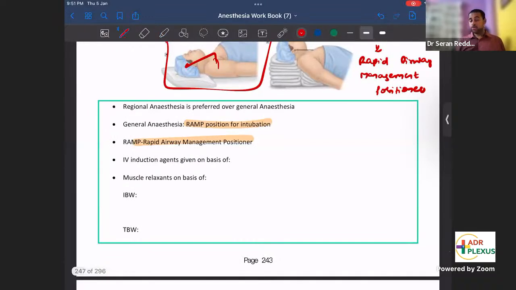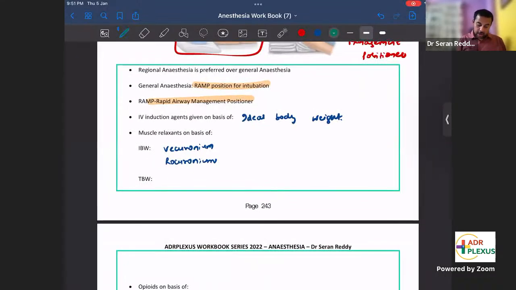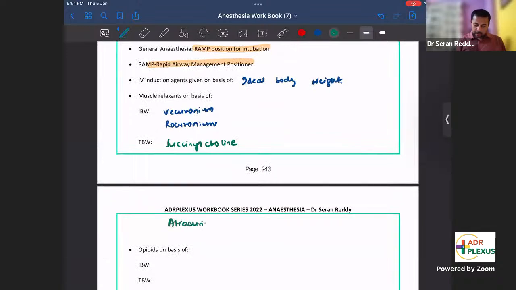And then the question may be asked, what are the drugs which are given based on the ideal body weight, and what are the drugs which are given based on the total body weight? Usually all IV induction agents are given on the basis of ideal body weight. Muscle relaxants given on the basis of ideal body weight are vecuronium and rocuronium. And on the basis of total body weight are succinylcholine, atracurium, and cisatracurium.